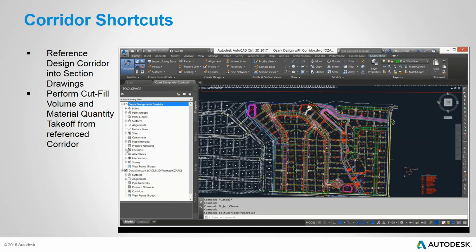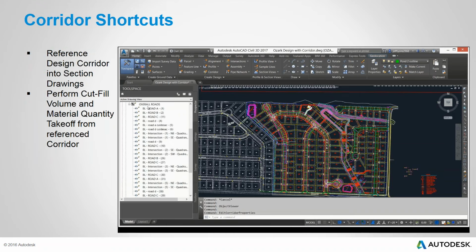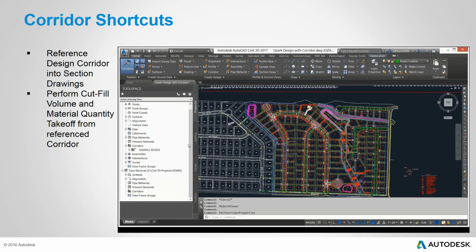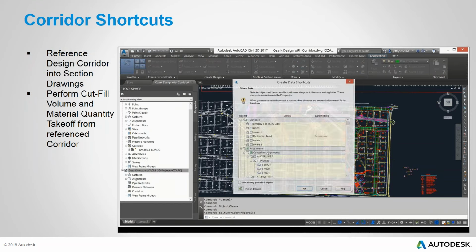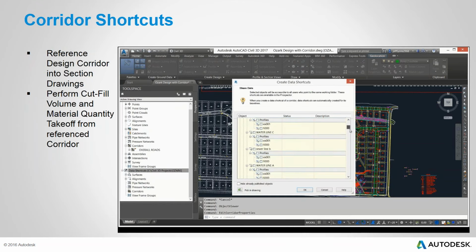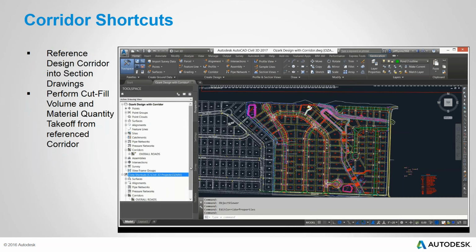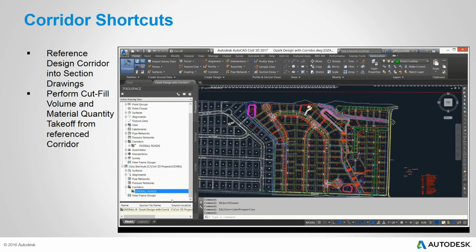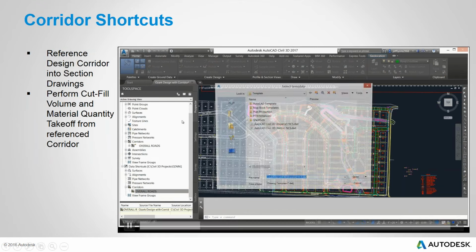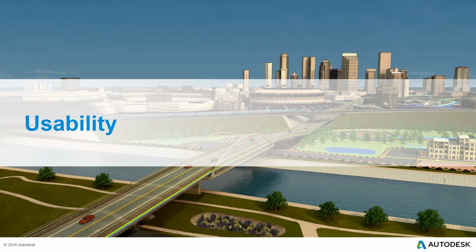So let's move on to corridor shortcuts. The next new feature we'll look at is the ability to create a data shortcut to the design corridor. As you can see, we have a corridor in this drawing. When you select the data shortcut option, you can see the usual surfaces and alignments, and you'll also see the option to shortcut the corridor. So now you'll see the corridor appear in the shortcut tree. View in Prospector.